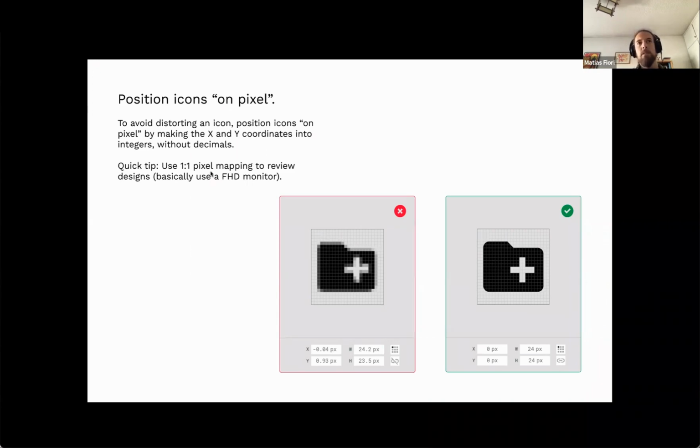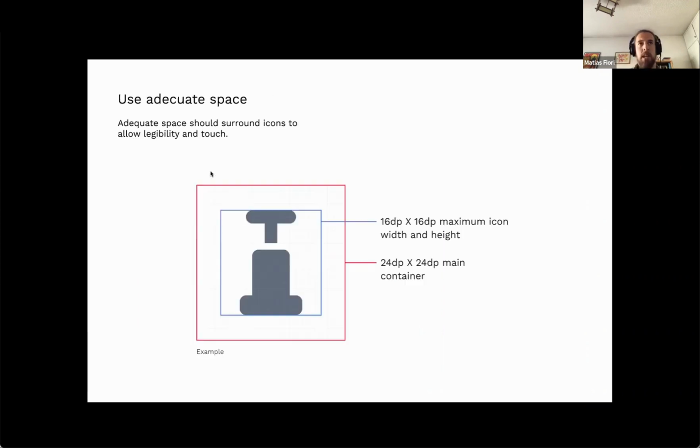A quick tip is to use a regular monitor. I have full HD monitors and I go 100%, and then you can see very easily if something is not sharp. Then the next tip would be: use adequate space.